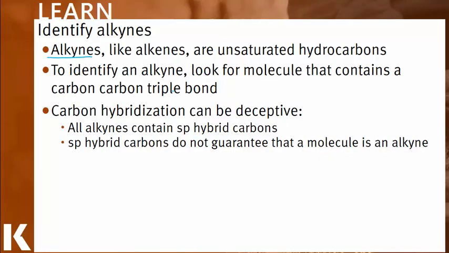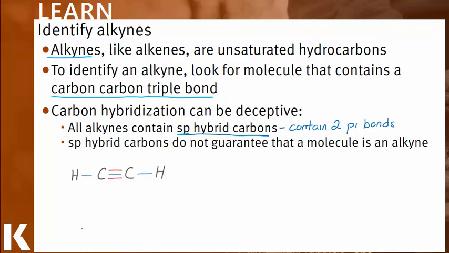Alkynes are a type of unsaturated hydrocarbon that contain at least one carbon-carbon triple bond. And because of this triple bond, the carbons in the alkyne functional group must be sp hybrid. sp hybrid carbons will often contain 2 pi bonds. So let's take a look at an example of an alkyne.